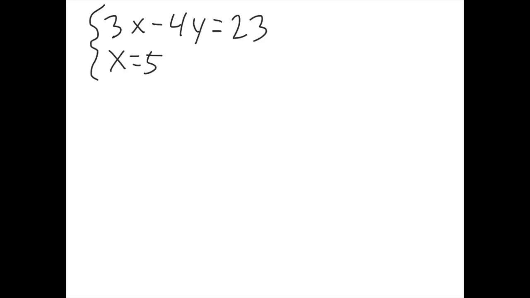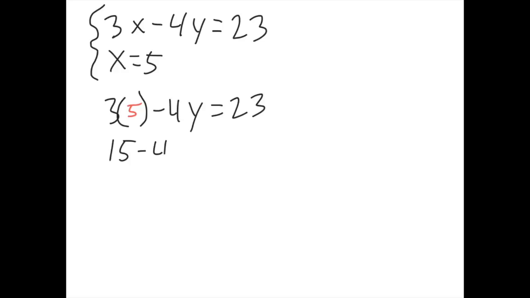So we have 3 times 5 minus 4y equals 23. And then we need to solve for y. So 3 times 5 is 15. Minus 4y equals 23.